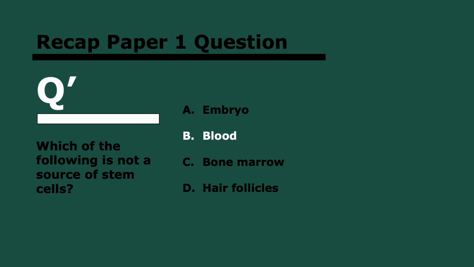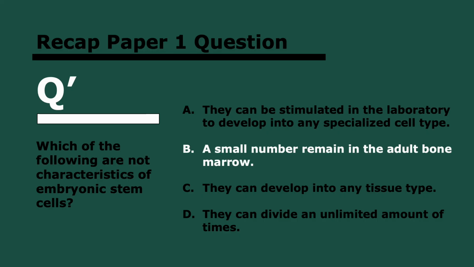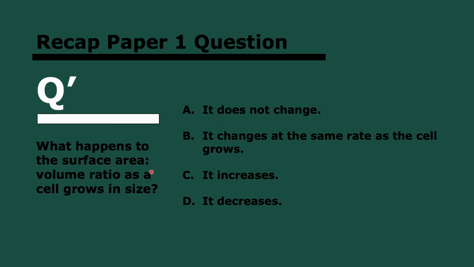They're stem cell niches. Okay, which of the following are not characteristics of embryonic stem cells? Well, again, 3, 2, and 1. A small number remain in the adult bone marrow. No, because the ones in the bone marrow are multipotent, whereas the ones in the embryo are totipotent. That's the big difference. And finally, what happens to the surface area to volume ratio as a cell grows in size? Again, should be straightforward. I said it before. 3, 2, and 1. It decreases, right? Because volume grows at a faster rate than surface area as a cell grows.